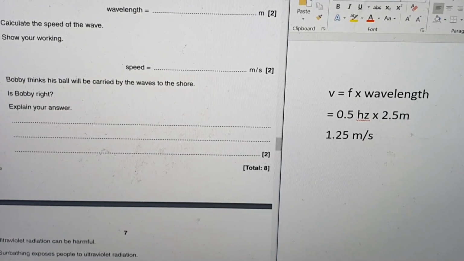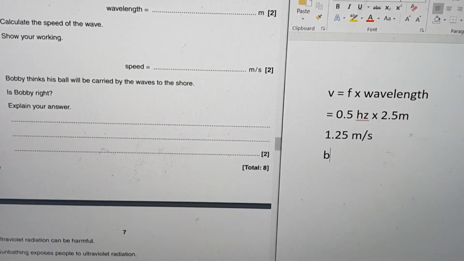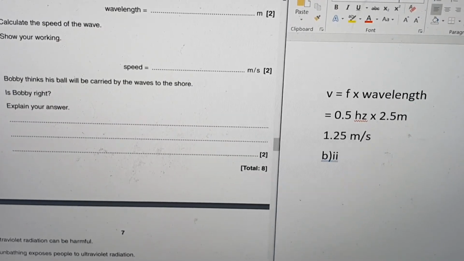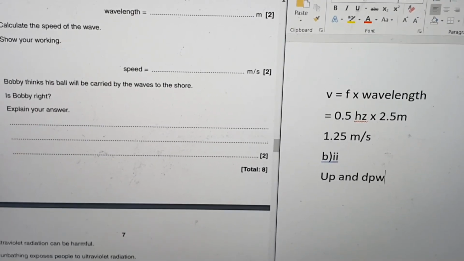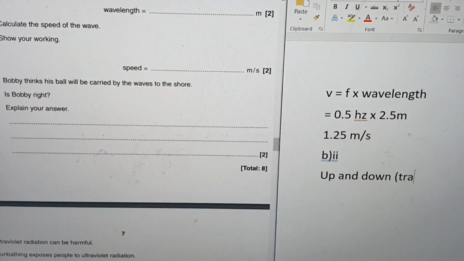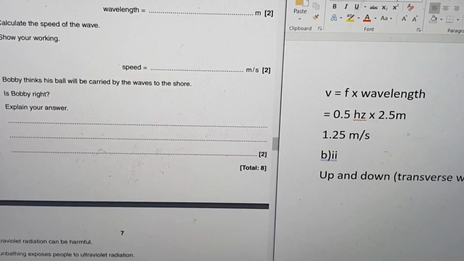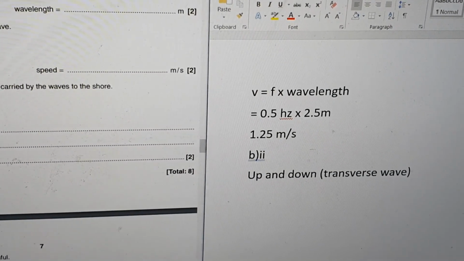Explain your answer. Is Bobby right? Because Bobby thinks that his ball will be carried by the waves to the shore. Alright, so explain your answer. Now, if we assume that this is a transverse wave, it's only going to move up and down only, because it is a transverse wave.